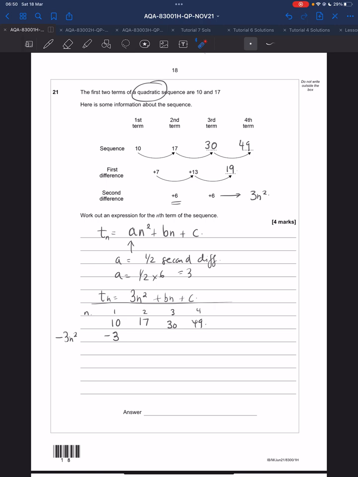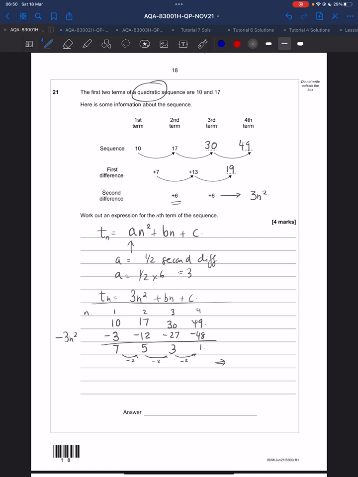So 3 times 2 squared is 12, so I take away 12, and that's 5. 3 times 3 squared is 27, so minus 27, which is 3. And the last one, minus 3 times 4 squared, so minus 3 times 16, which is minus 48, and that's 1. I'm happy because I've got a pattern. This sequence here is going down in 2s.